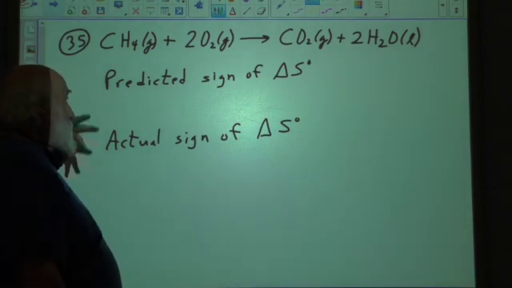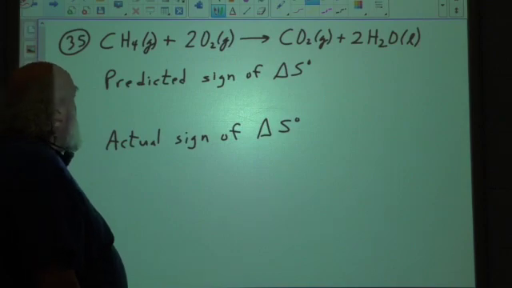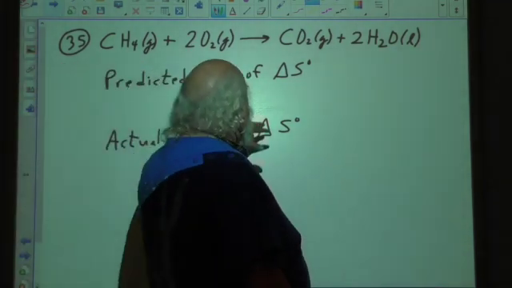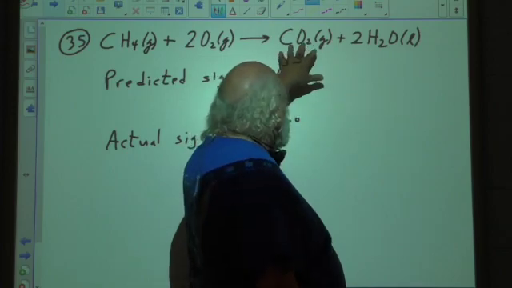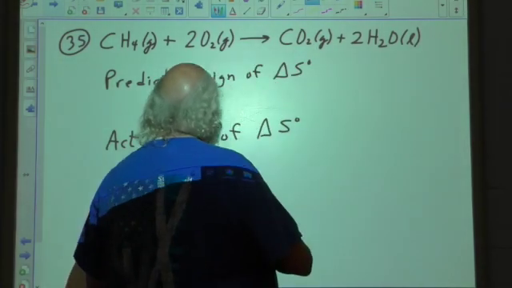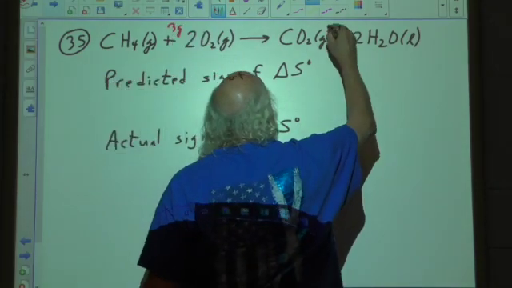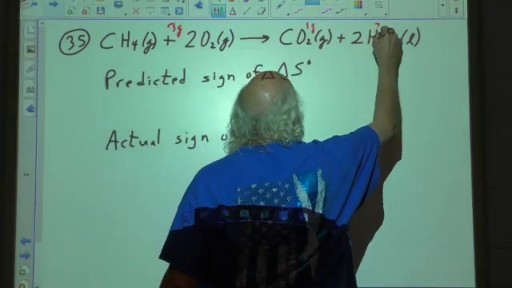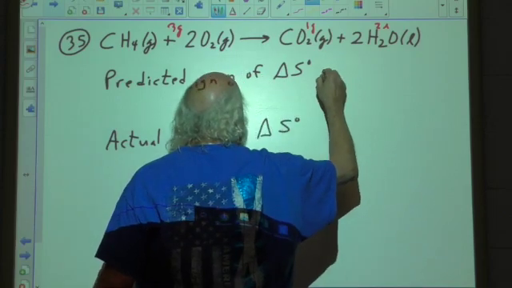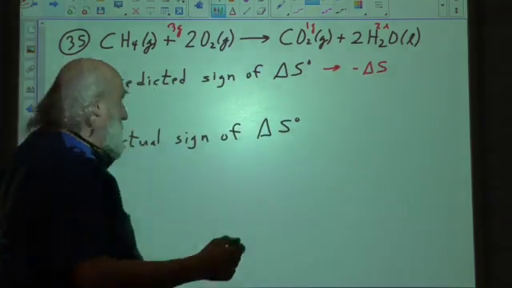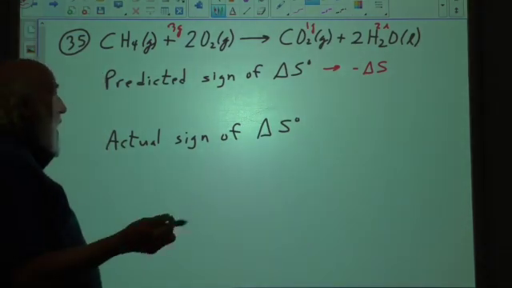Now, the next one's kind of the same thing. Predict the sign and then find the actual sign for this. So let's take a look. We got 3 gases here, and we got 1 gas and 2 liquids there. So this is more ordered. So since this is 3 gases here, and we got 1 gas here and 2 liquids here, we are going to anticipate a negative delta S. That's the anticipation, that's the guess. Now we're actually going to find it.